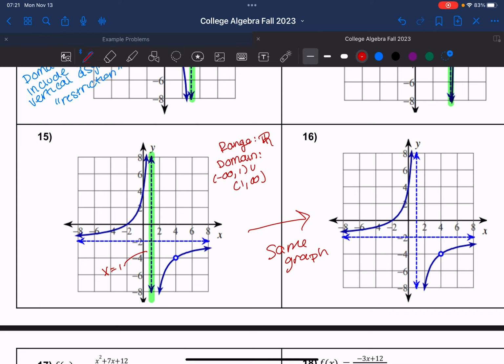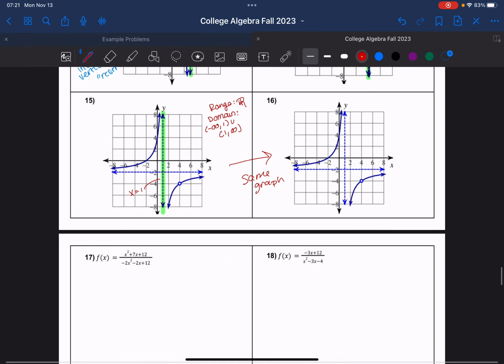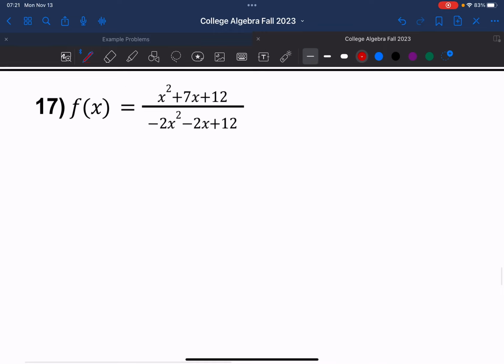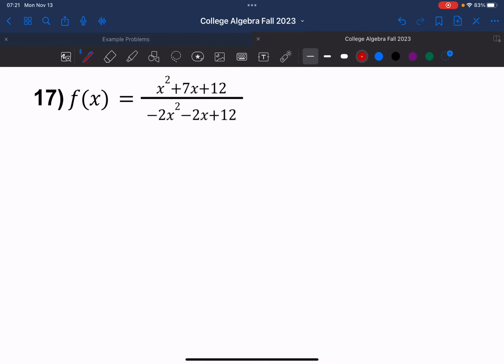Now we're going to do some examples where we have our rational equations written mathematically. And they're asking us to find the domain and range. So remember, we say that range is always all real numbers, even when we see an equation and not a graph, all real numbers. And for the domain, we're going to have to first find the what? The vertical asymptotes. So remember, we said in order to find those, we set the denominator equal to 0.